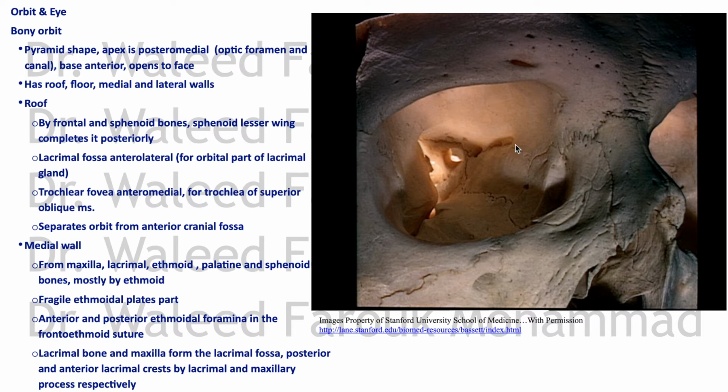We mentioned the anterior and posterior ethmoid branches of the ophthalmic artery or ophthalmic nerve. So these are the features in the medial wall. It's easily broken, by the way. The fractures of the floor and medial wall are the commonest.